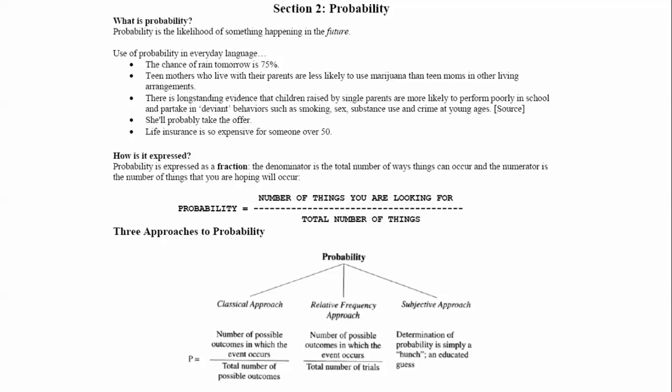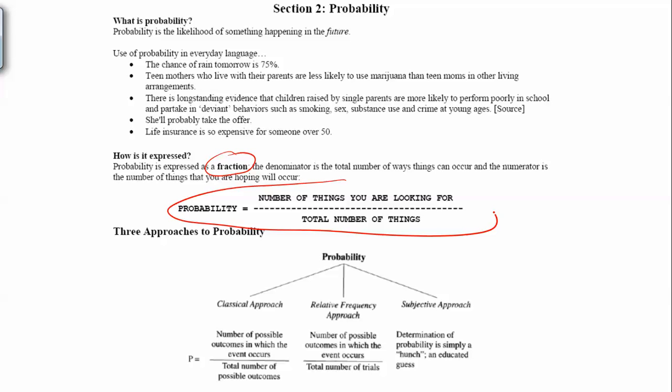Probability language is quite common in our vocabulary. We use words such as chance, probably. Sometimes we talk about insurance as being too expensive. Well, that implies some probability of an event happening. But probability is simply expressed as a fraction where the denominator is the total number of ways things can occur, and the numerator is the number of things that you're looking for. So it's really quite simple.